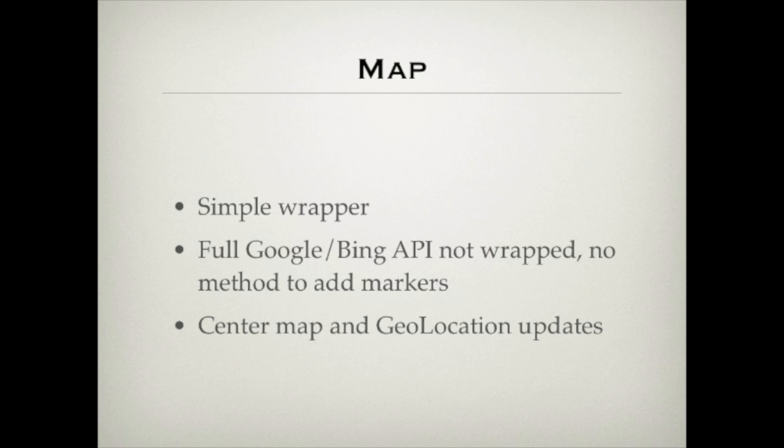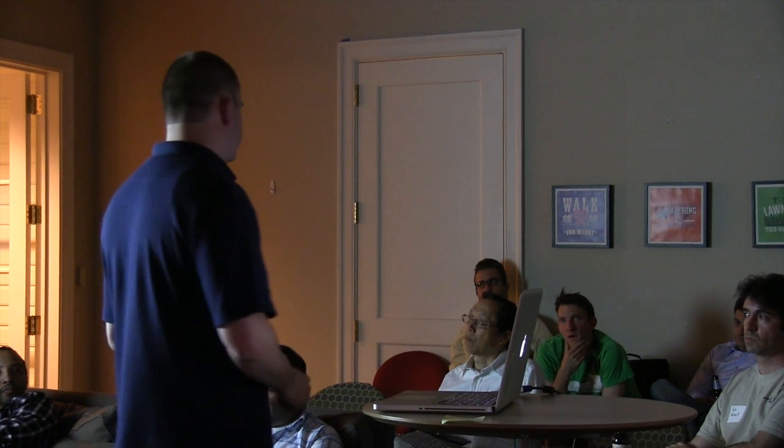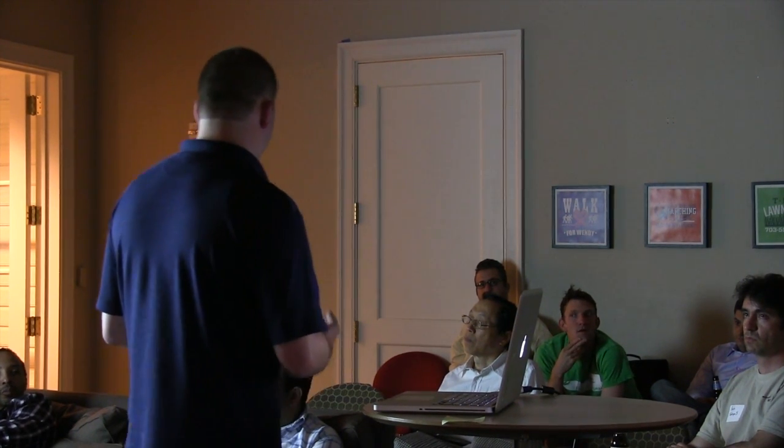So map, it's a simple wrapper. There's not an API within Sencha Touch to add markers yet. That's more of, well, it's debatable whether it's an application specific thing or if the framework should have it. It's not hard to put it in there if you need it for your application. We do provide the HTML5 geolocation API, so if you're walking around, it'll auto update and you can track yourself on the map.